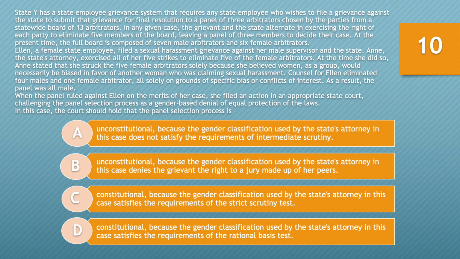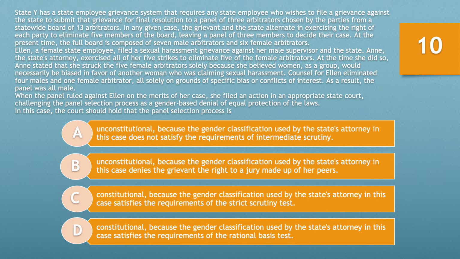State Y has a state employee grievance system that requires any state employee who wishes to file a grievance against the state to submit that grievance for final resolution to a panel of 3 arbitrators chosen by the parties from a statewide board of 13 arbitrators. In any given case, the grievant and the state alternate in exercising the right of each party to eliminate 5 members on the board, leaving a panel of 3 members to decide their case.